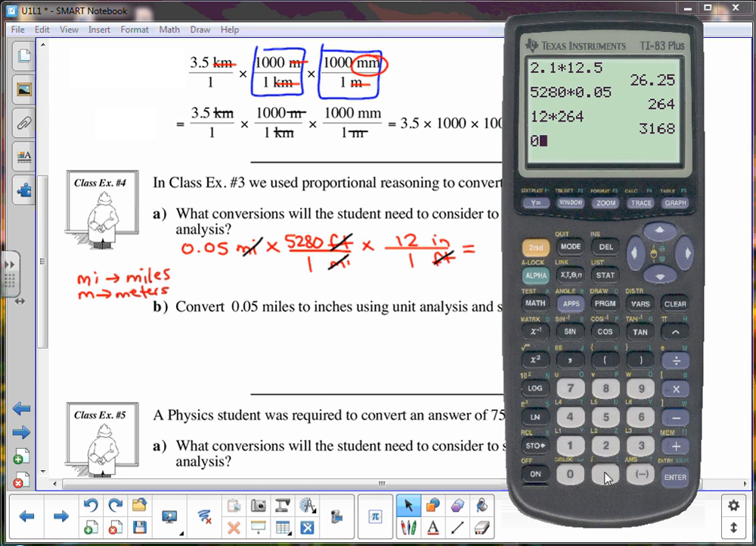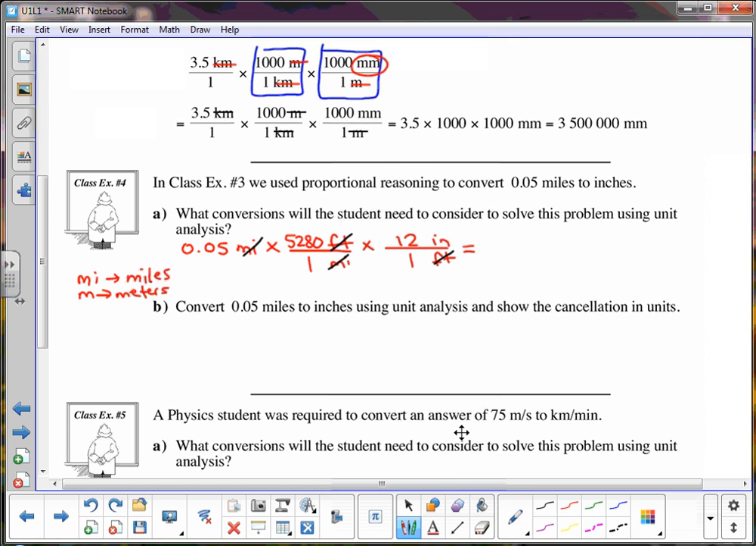So 0.05 times, you can write 5,280 divided by 1. You don't have to, because when you divide by 1, it's just itself. Then times 12 over 1, or just times 12. And there's 3,168. And that's what we had last time, inches. Okay, so that is using unit analysis.